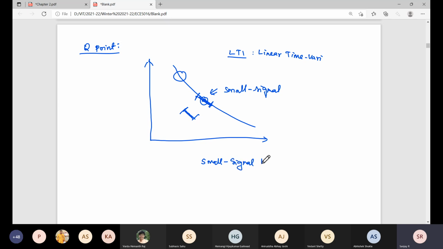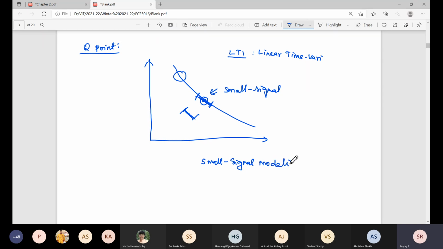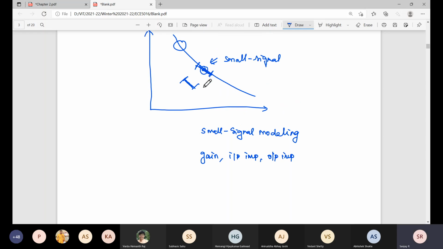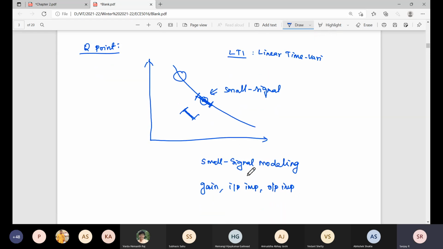What are the parameters you obtain using small signal modeling? They are linear parameters, not non-linear parameters. Like what? Gain, then input impedance, output impedance, everything. The parameters you obtain by modeling the transistor in a linear region are called linear parameters or small signal model parameters. The non-linear behavior won't come into the picture. We are interested in studying the small signal behavior.